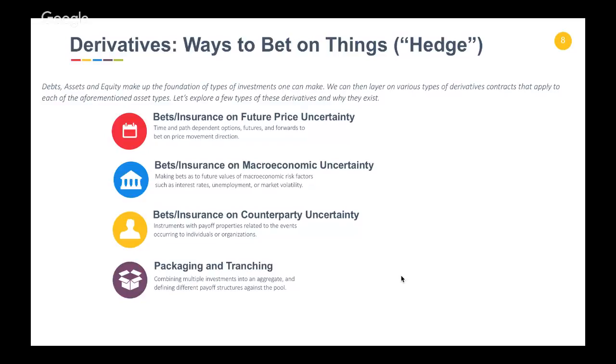So really what I want to do for the next 15, 20 minutes is go over the different flavors of betting on things or hedging. And I want to point out that these paradigms can be applied to all of the various asset classes. So this kind of becomes augmentative, where you can have different types of bets on those equities, on those assets, or on that debt, that fixed income. So let's start with futures and forwards.